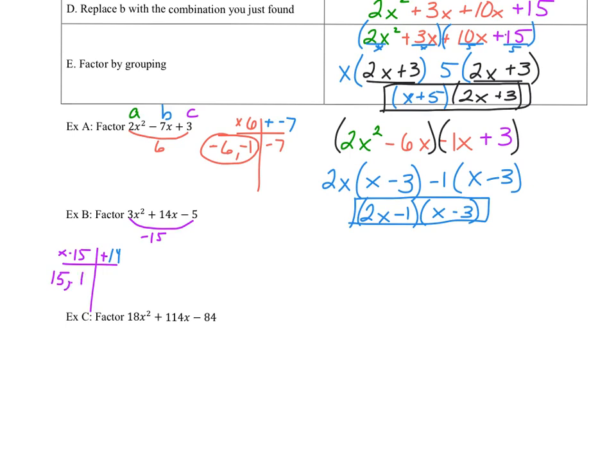That's a comma, by the way. So how can I get a positive 14 but a -15? Well, if I make my 1 negative, that gives me a positive 14. So 15 and -1.